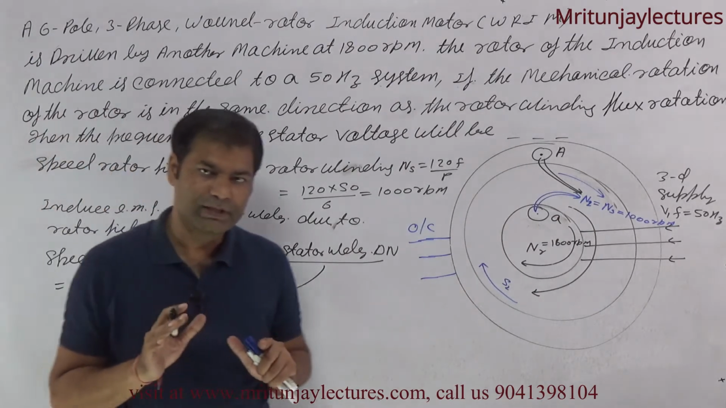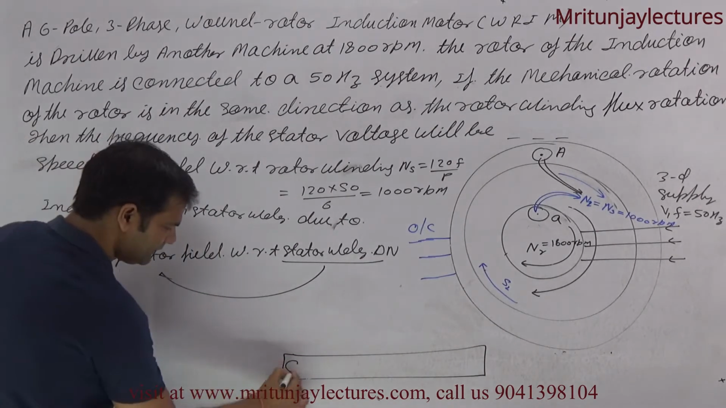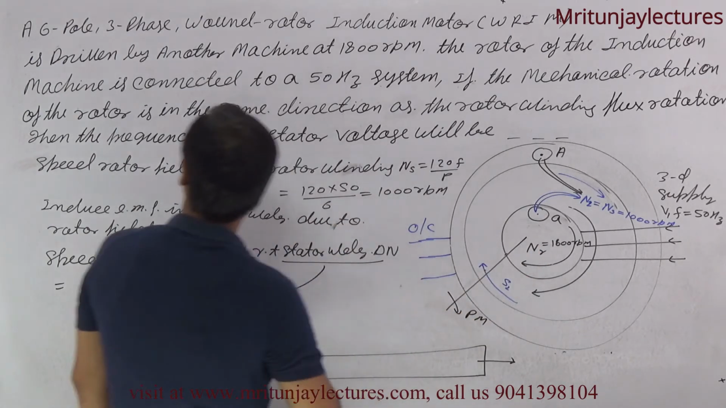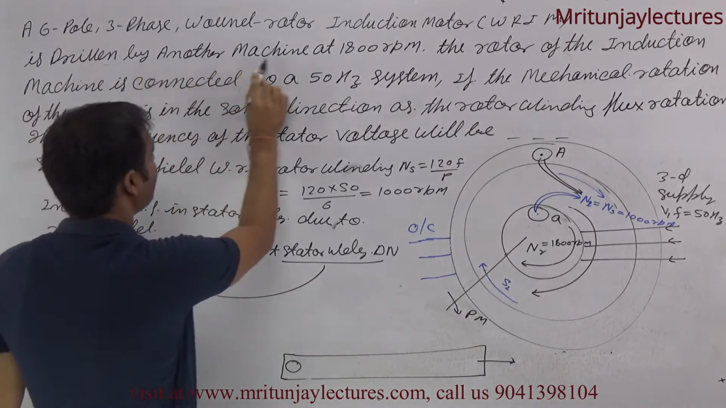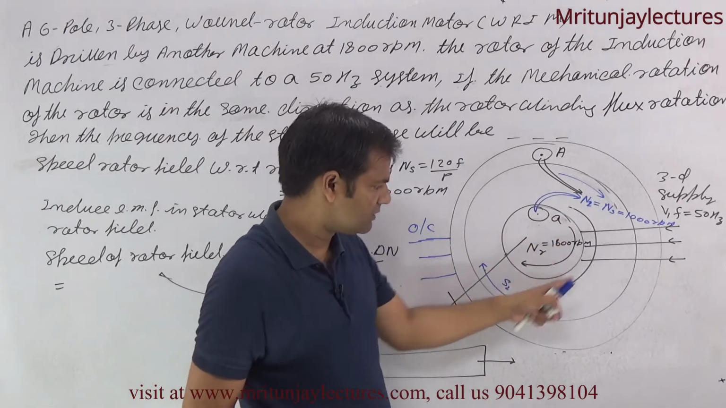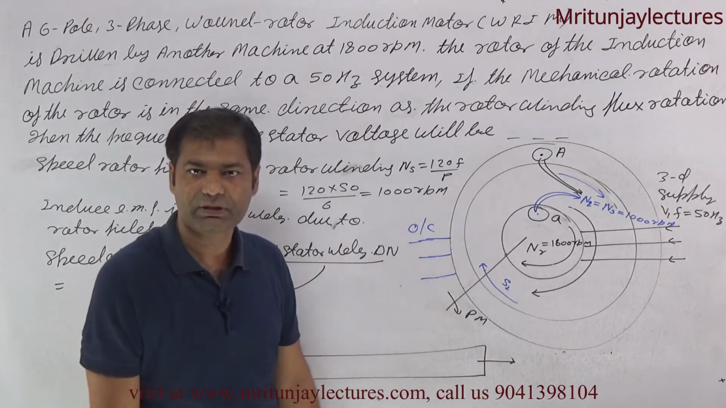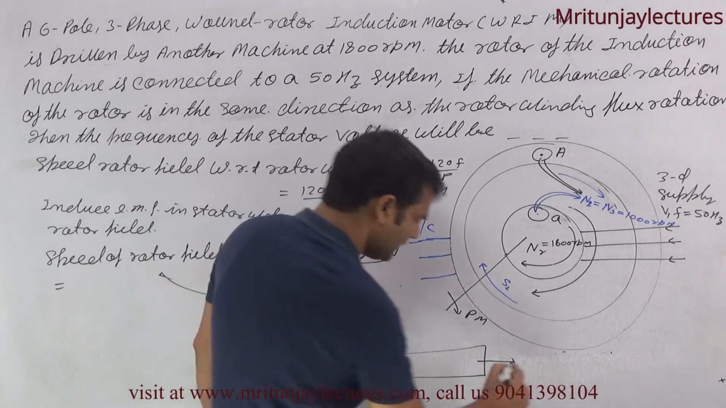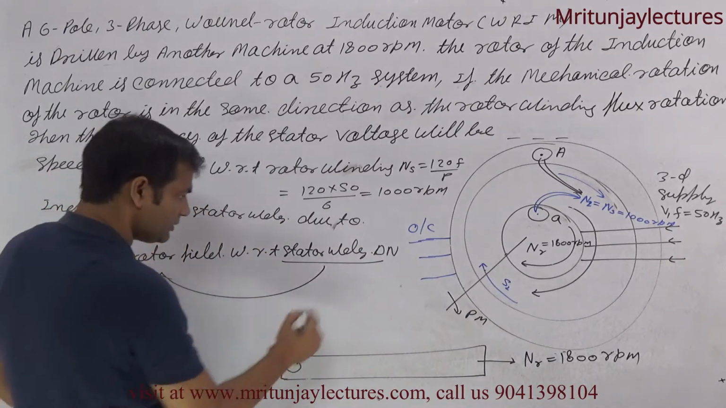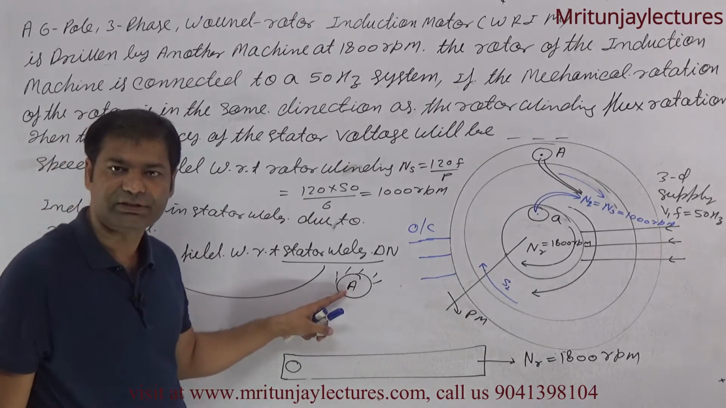Okay, if any doubt, then first make a linear motion picture. The rotor rotates with the help of a prime mover, according to the question, driven by another machine at 1800 rpm. So the rotor rotates in the direction of the rotor magnetic field. That's why it is represented, with the help of the prime mover, like this one, Nr, that is 1800 rpm. Okay, now this one is the stator. Okay, someone sitting on the stator.